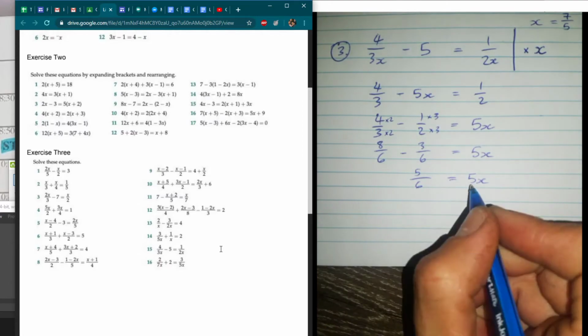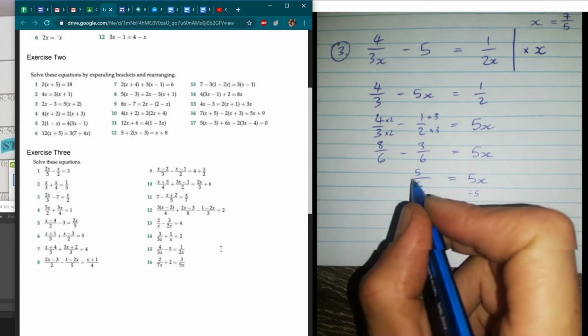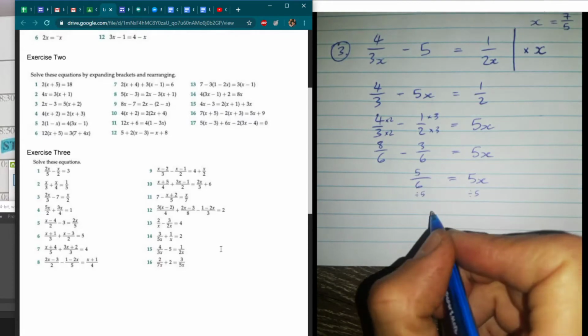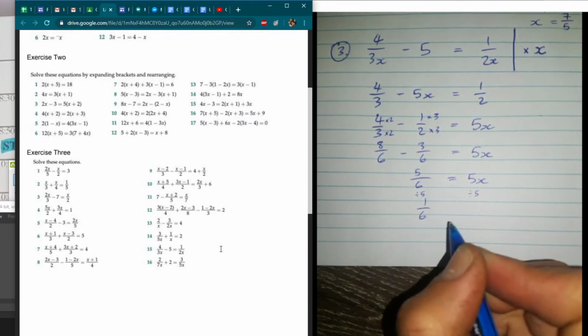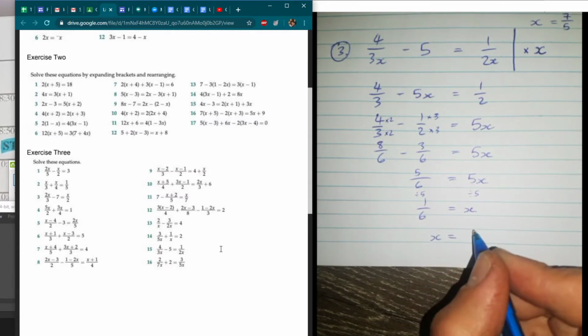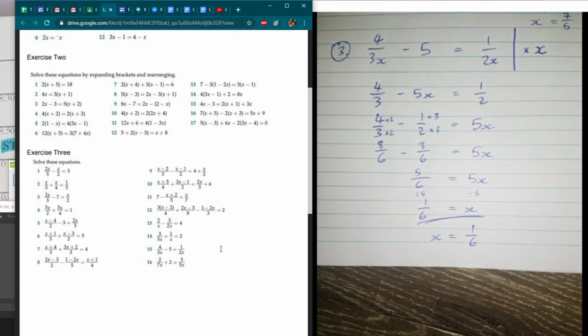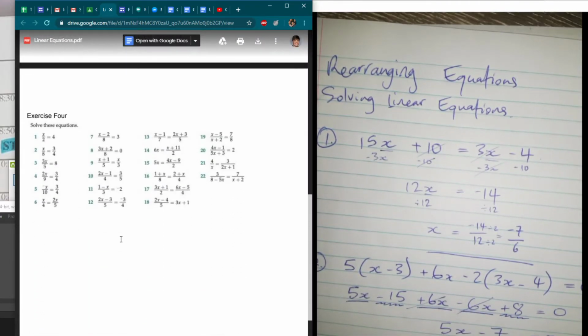Here, we're going to divide by 5 to get x isolated. And if we divide this by 5, we can just divide the top by 5 to get 1 over 6 equals x. Some people like to put the x on the left-hand side, and we can do that, but this is fine. Cool, that's example number 3. So the final exercise, exercise 4.